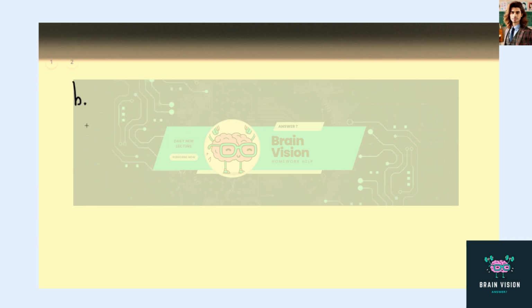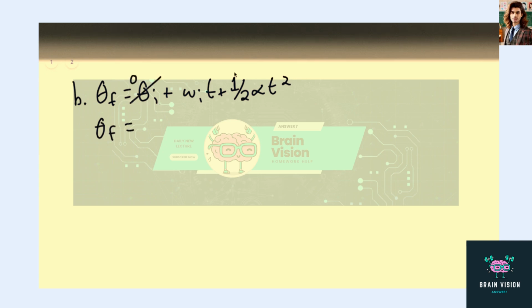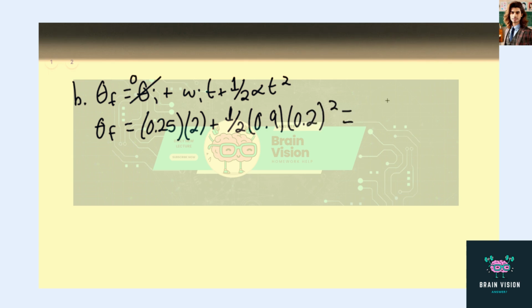For B, they're asking us for the final angular displacement after 2.2 seconds. So theta f equals theta initial plus omega t plus half alpha t squared. The initial angle is 0, so it's going to be just these two terms. We're not going to change to radians, because if we keep everything in revolutions, the answer will just be in revolutions. So this can equal 0.068 revolutions, and we can just keep it like that.